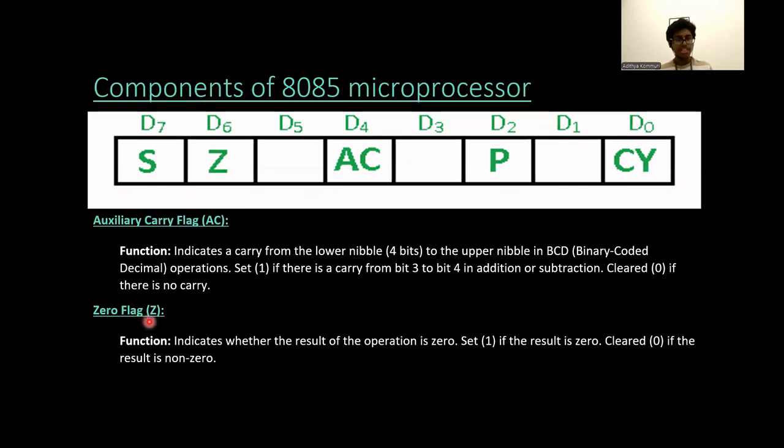Zero flag. As the name suggests, if the result is 0, it will be set as 1. If it is not, it will be set as 0.